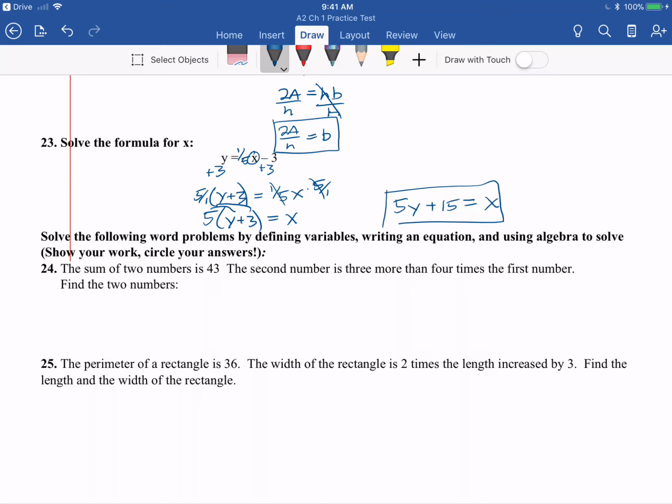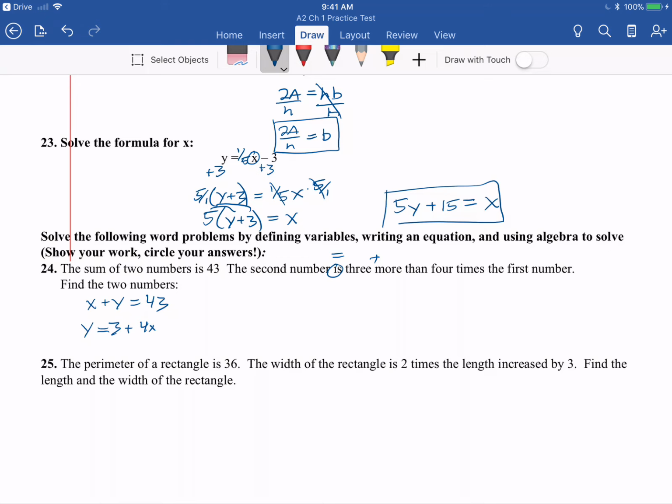They got into a little bit tougher ones. So the sum of two numbers is 43. We talked about a lot of examples like these. The sum of two numbers: x plus y equals 43. The second number, so let's say y, remember is means equals, 3 more than means plus, 4 times the first number, so that's x. That's kind of the tough part, getting those two equations. And now the easy part is going through and actually plugging them in and solving.